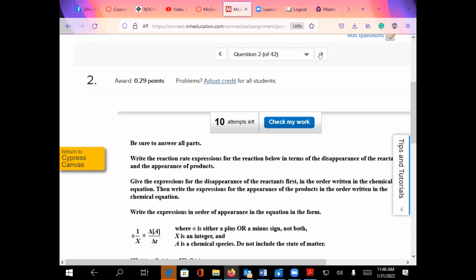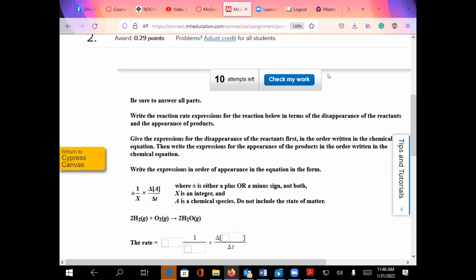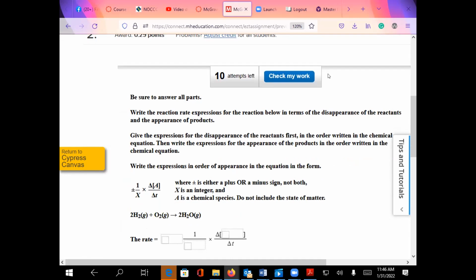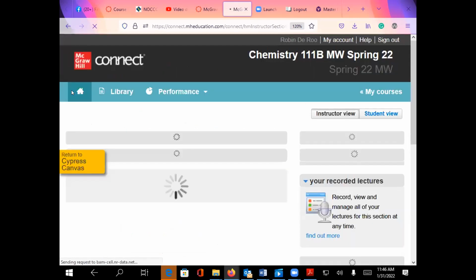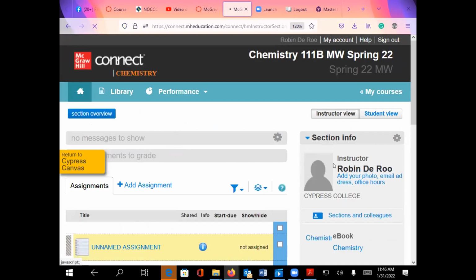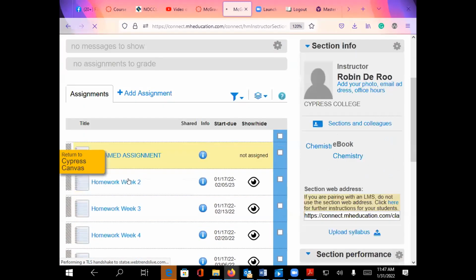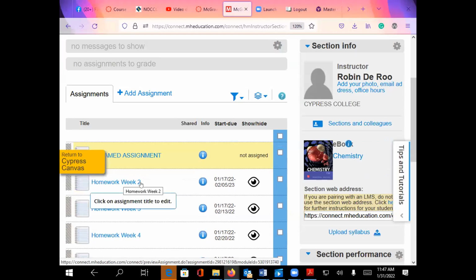And the more you learn on this, the better you're going to do on your quizzes and exams. Because look at all these, I've got all these questions. I've got 42 questions to practice. Plus I'm getting some points, which is nice. And I'm learning. So you will want to get started on this. And it's not due till 2/5.